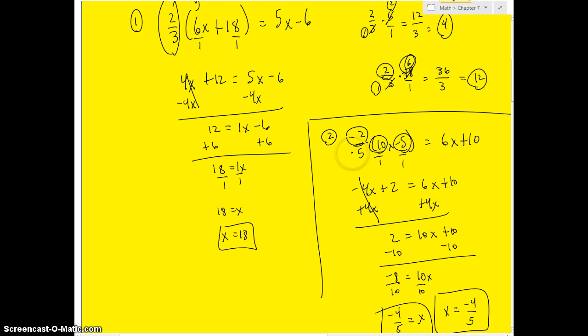Again, a little shortcut. If you didn't want to do that, you could have said negative 2/5 times 10 over 1 and negative 2/5 times negative 5 over 1. And that would have given you negative 4x and your 2.